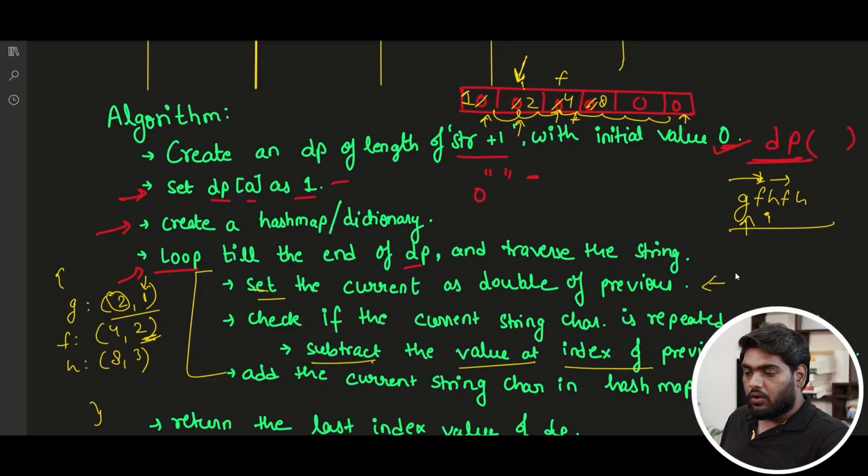So what do we have to do? Firstly, we have to double it. 8 into 2 will be 16. How much do we have to subtract? I have to subtract 2 from it. Now it will be 14.